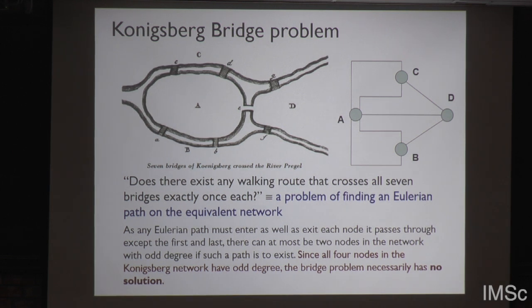But if you look at the corresponding network representation of the Königsberg bridge problem, you find that all 4 have an odd number of edges. This one has 3, this one has 3, this one has 3, and this one has 5. So regardless of which 2 points I start as source and sink, I will never be able to find an Eulerian path because I'll always end up with this problem of an intermediate node having an odd number of connections.